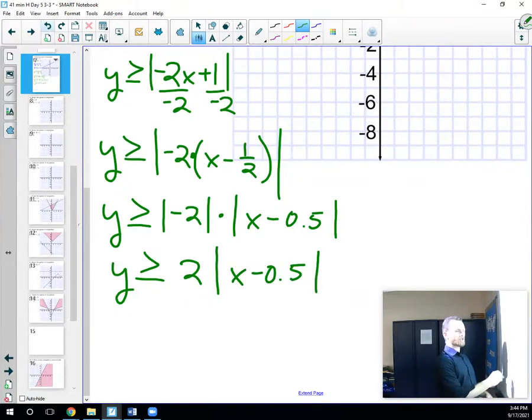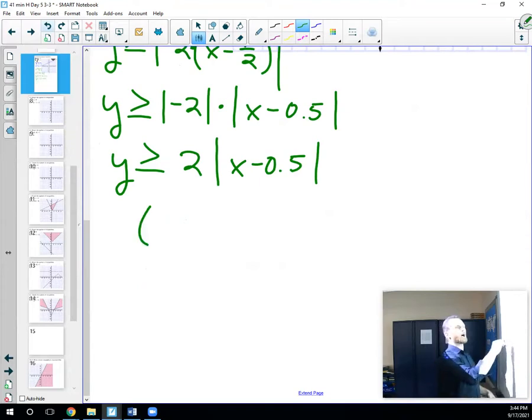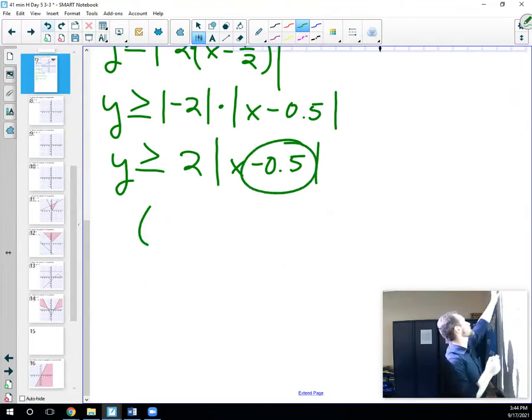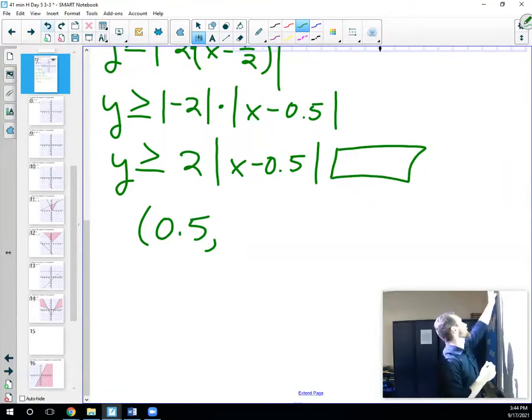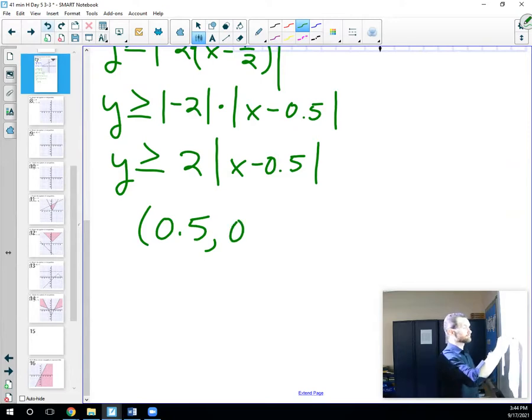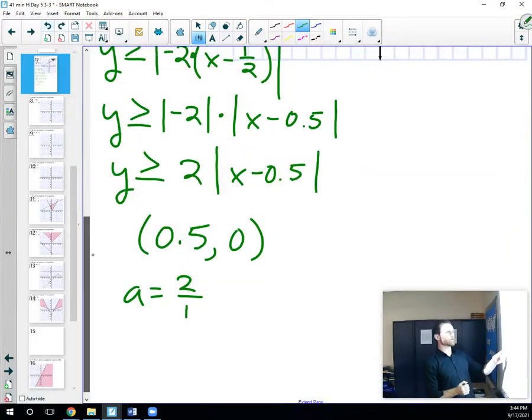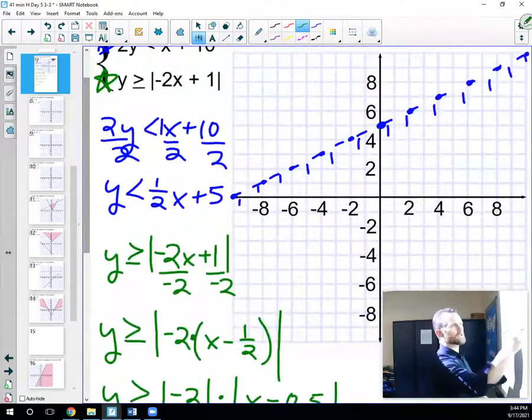You don't need to write out the vertex, but I'm going to. This is where we get our h value from, and we have to change the sign so it becomes 0.5. And just like in the warm-up, there's no k value there, so I just put 0. And we know the a value is a 2, so I'm going to put 2 over 1. So 0.5, 0 is going to be right here.